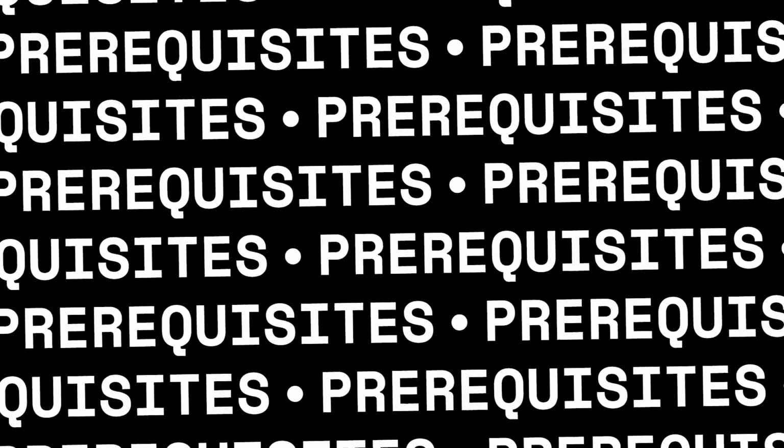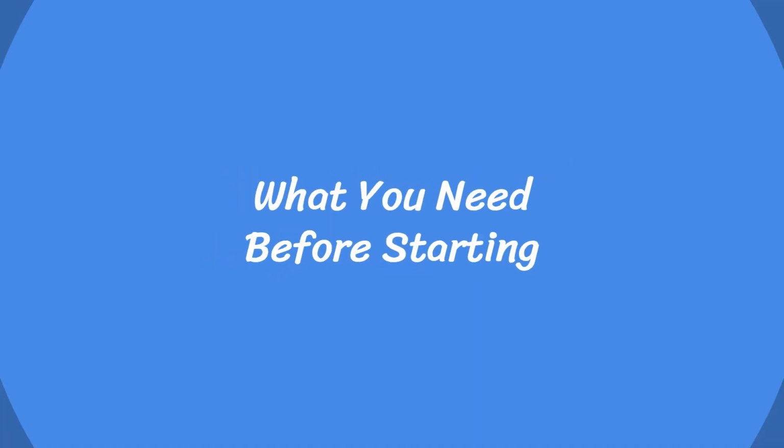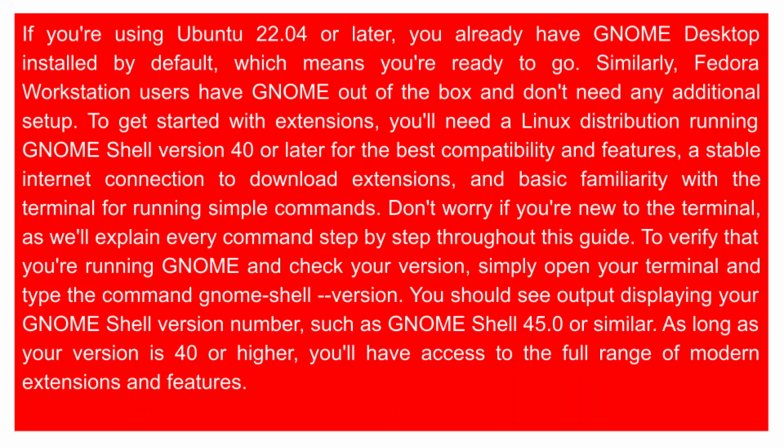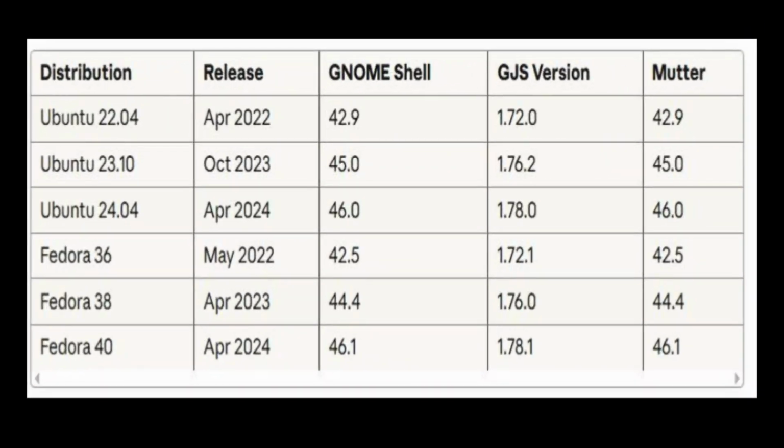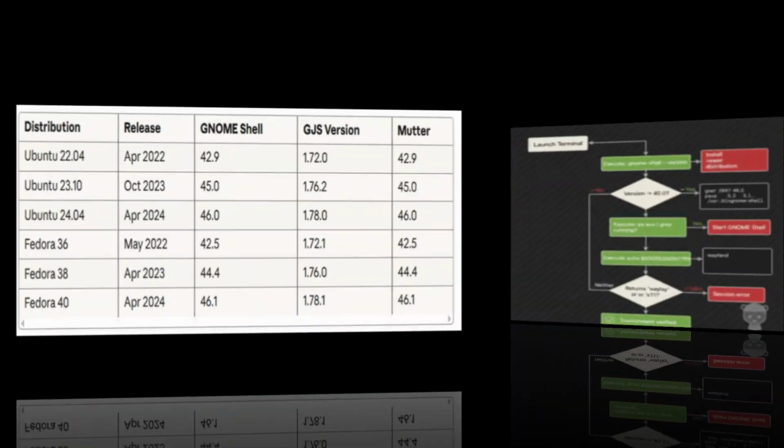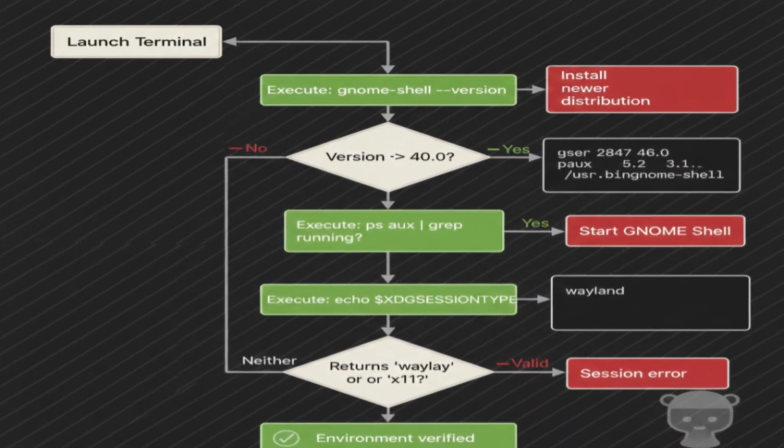Before we start, let's make sure you have everything you need. For Ubuntu users, Ubuntu 22.04 and later come with GNOME by default, so you're good to go. For Fedora users, Fedora Workstation uses GNOME out of the box, so you're all set. What you'll need: a Linux distribution running GNOME Shell, version 40 or later is recommended, an internet connection, of course, plus basic terminal knowledge. Don't worry, I'll explain every command.